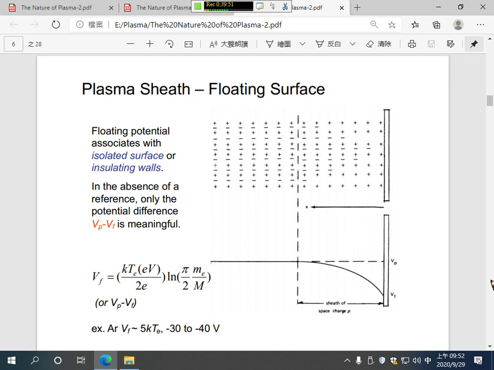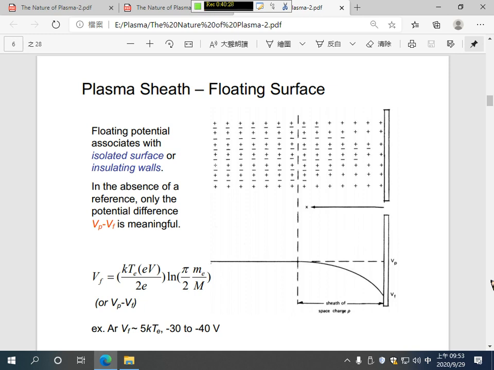So it's either an isolated conductor surface or insulating material. When they contact plasma, they will build up a floating potential this way. Okay, and the floating potential can be estimated by this equation. So it depends on electron temperature and the mass of electron and mass of ion.